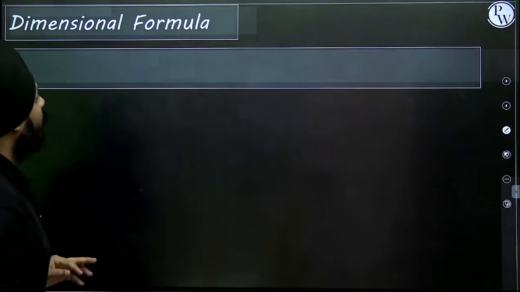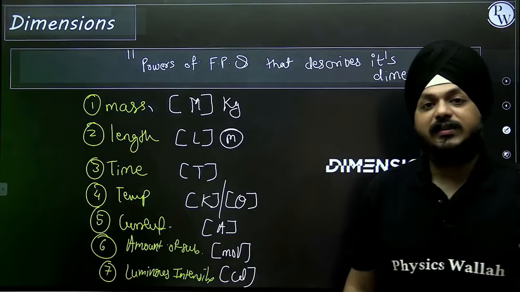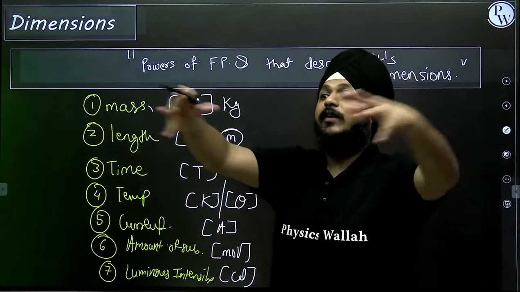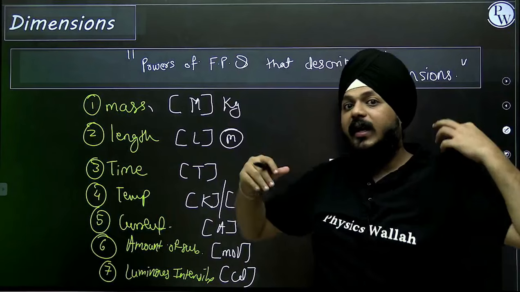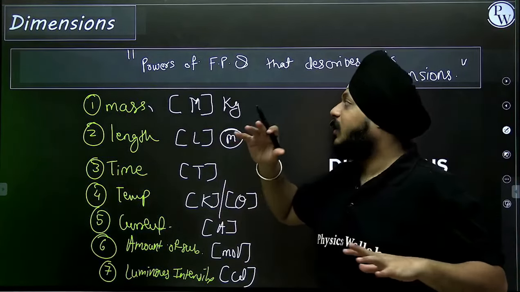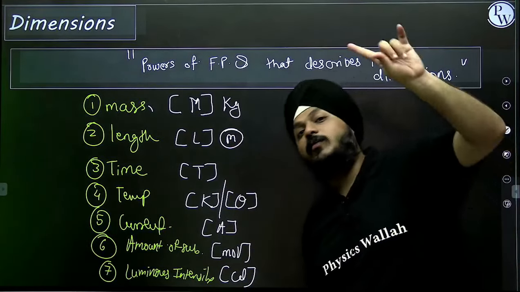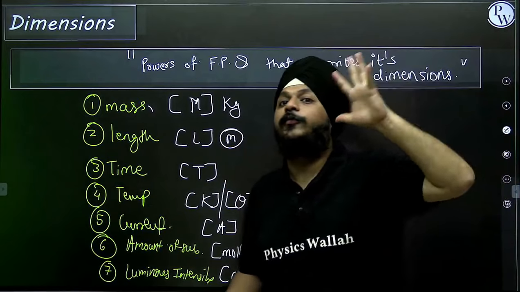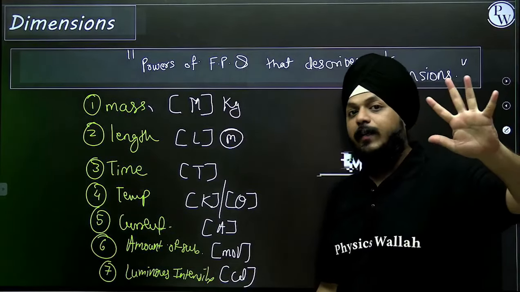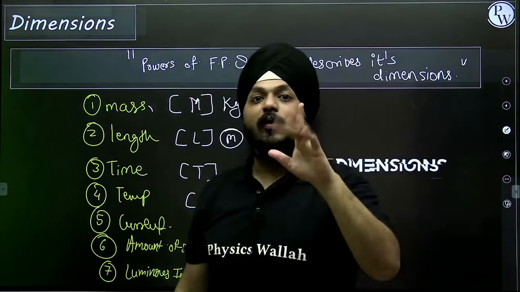As I said, powers: mass is represented by M. According to the phenomena going on in the surroundings, it is not fixed that the dimension of mass will be only 1. No, it is not fixed. So these are symbolic notations, and the powers of these fundamental physical quantities are dimensions.